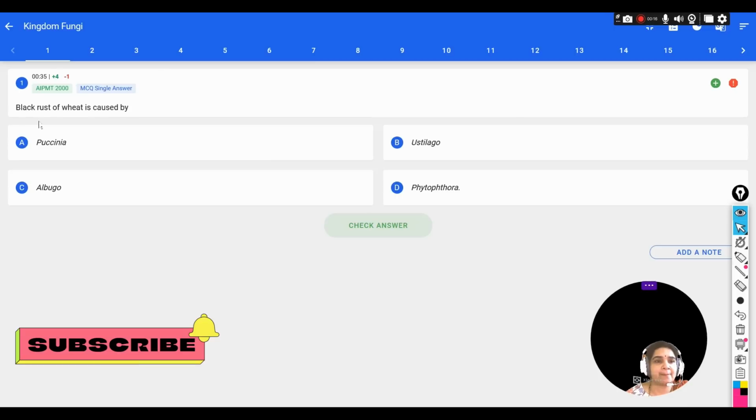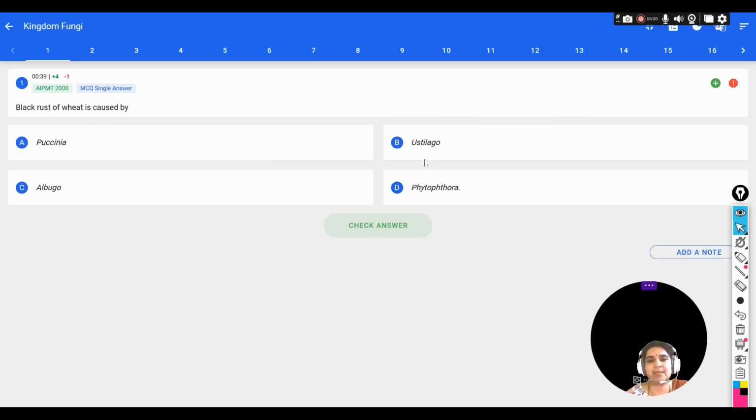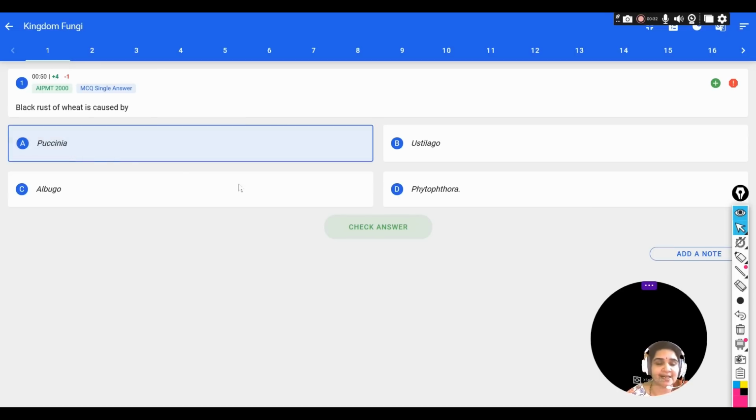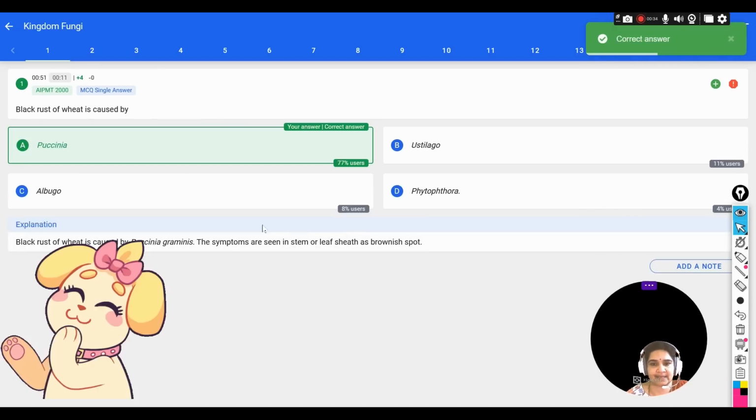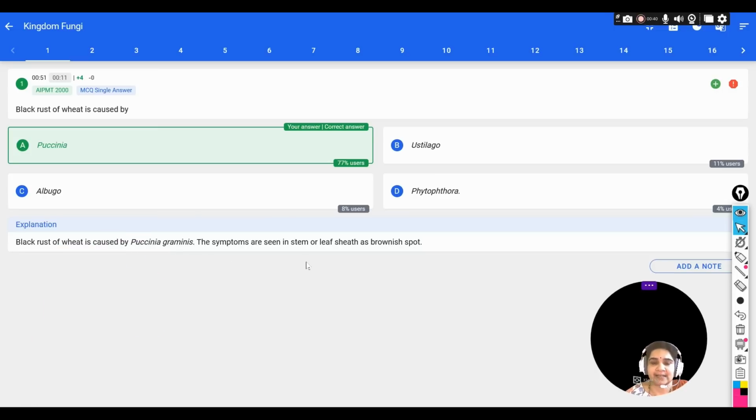See the first question. Black rust of the wheat is caused by A. Vaccinia, B. Ustilago, C. Albugo, D. Phytophthora. So you have to remember, whenever they are asking rust, it is mainly caused by the Vaccinia species. So let us answer this. Yeah. So black rust of the wheat is caused by Vaccinia graminis. The symptoms are seen in the stem or leaf sheath, which is like brownish spots.